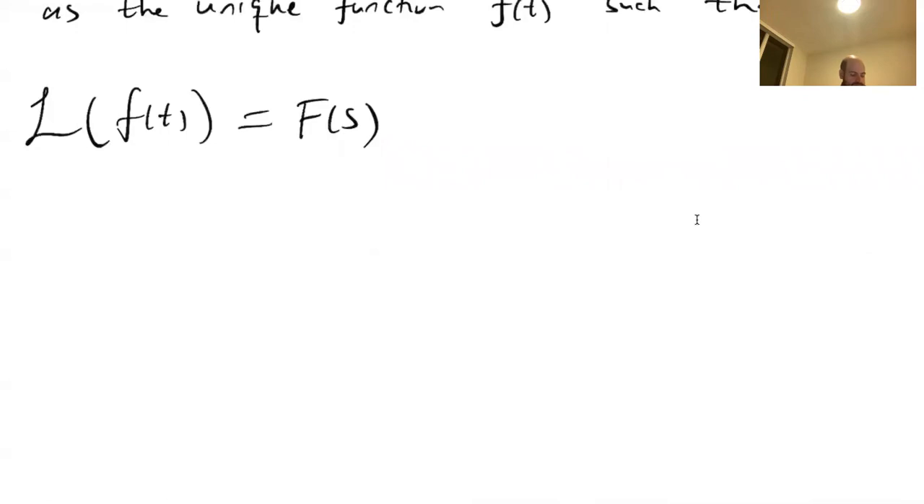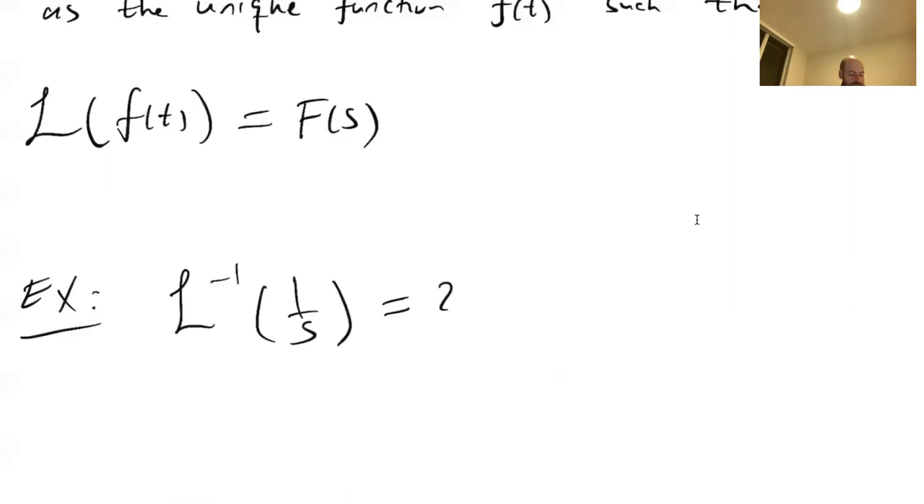Okay, so for example, inverse Laplace transform of 1 over s. What is this? Well, we are looking for a function, let's say small f of t, such that Laplace transform of small f of t is 1 over s, right? If you want inverse Laplace transform of 1 over s, that means you're looking for a function small f of t, that Laplace transform of small f of t is 1 over s.